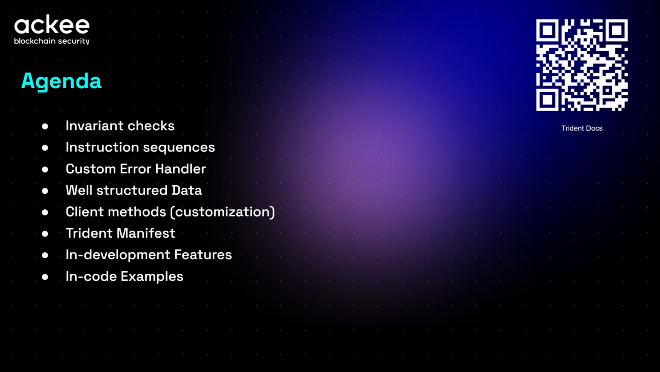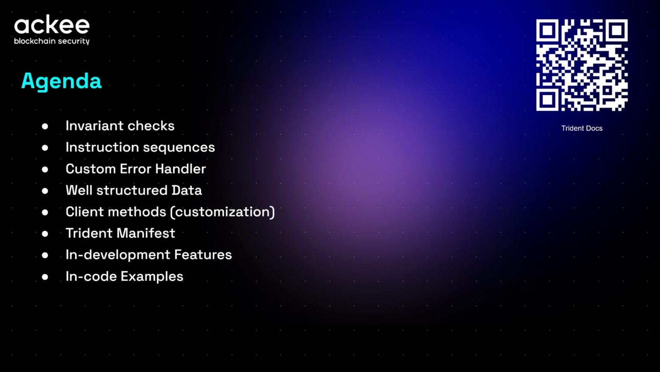Then you can also specify the instruction sequences within your fuzz tests. You can also specify a custom error handler, so you can check if the correct error was returned based on the instruction input data. You can also specify what I call well-structured data. You will see what this means, but I was already referring to this as a kind of customization of instruction input data. Then there are available client methods that are also great for customization.